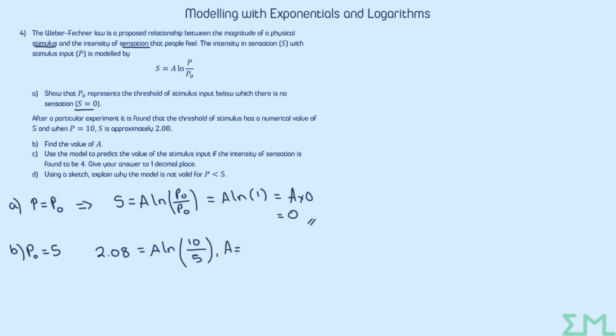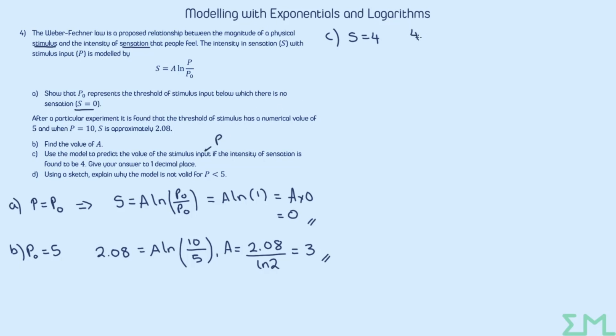So A therefore is 2.08 divided by ln 10 over 5, which is 2, which gives us 3.0008. Well, I'm just going to leave that as 3. There we go, found the constant value of A. Part C. Use the model to predict the value of the stimulus input if the intensity of sensation is found to be 4. So the intensity of sensation S, if that is 4, basically what's the value of P?